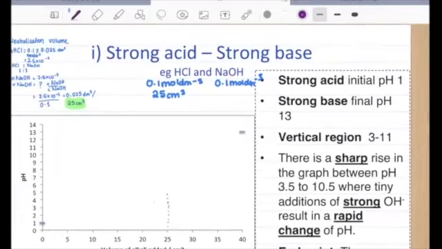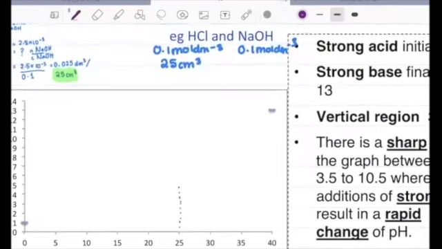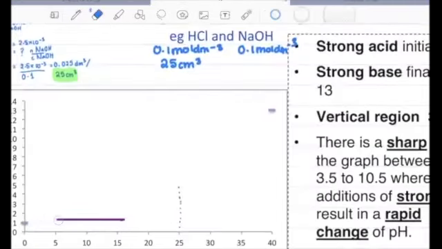Okay, so here's how we draw our graph. What happens is that initially, when I add sodium hydroxide to my acid, there's only a slight increase in pH. Okay, well, because of my iPad, it is showing a straight line. Okay, so let me just draw first.